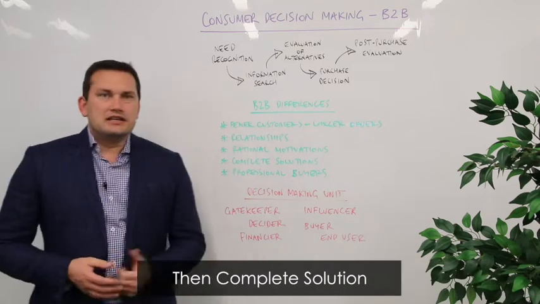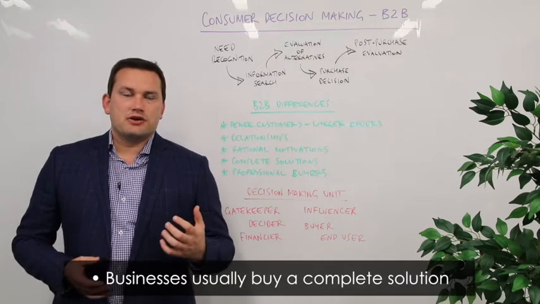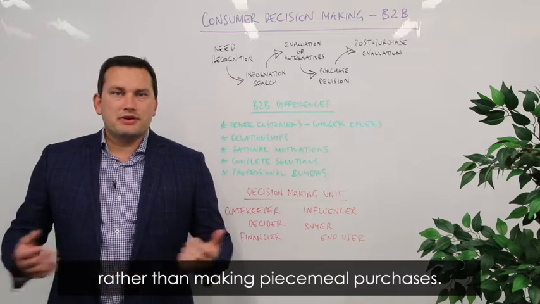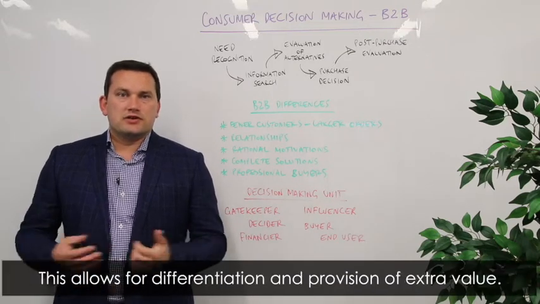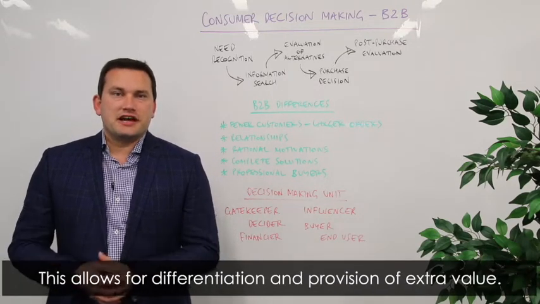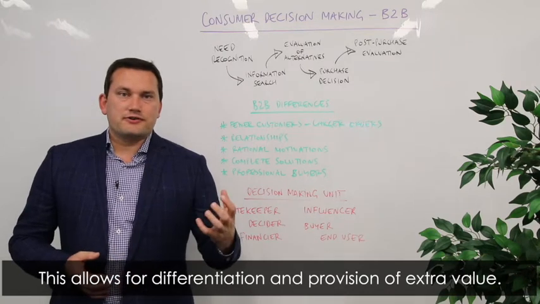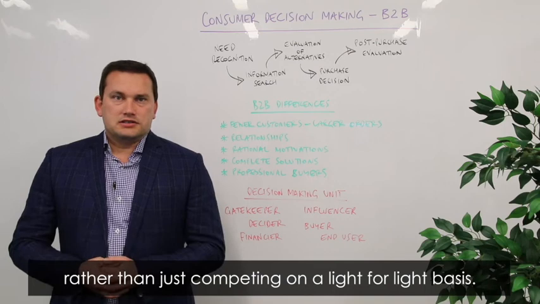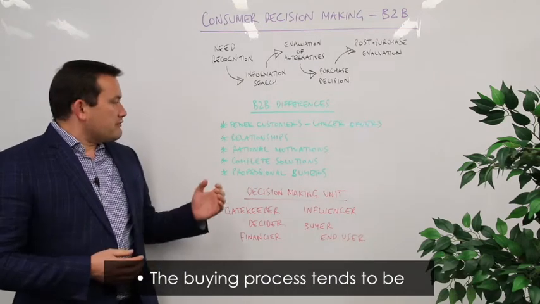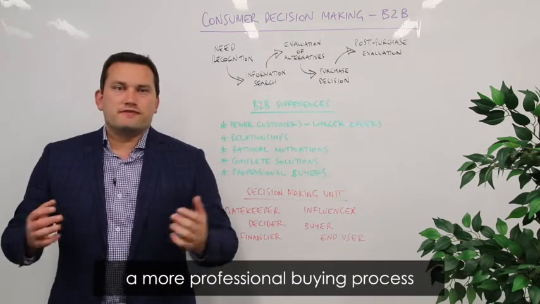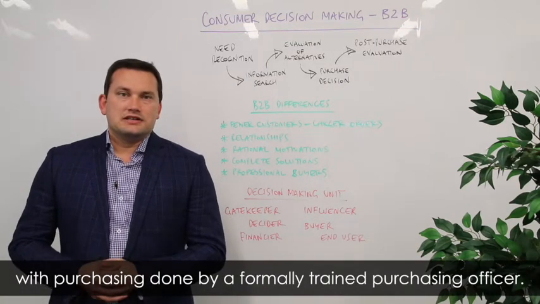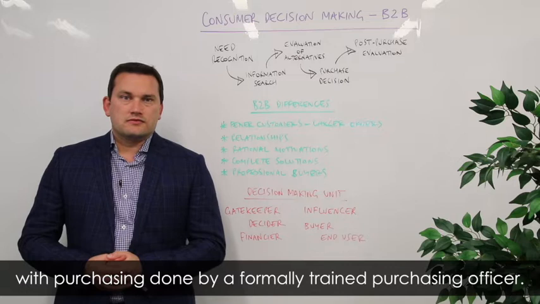And then complete a solution. So businesses usually buy a complete solution or a complete range rather than making piecemeal purchases. And what this means is it allows for differentiation and provision of extra value rather than just competing on a like-for-like basis. And then the buying process. It tends to be a more professional buying process, with purchasing done by a formally trained purchasing officer.